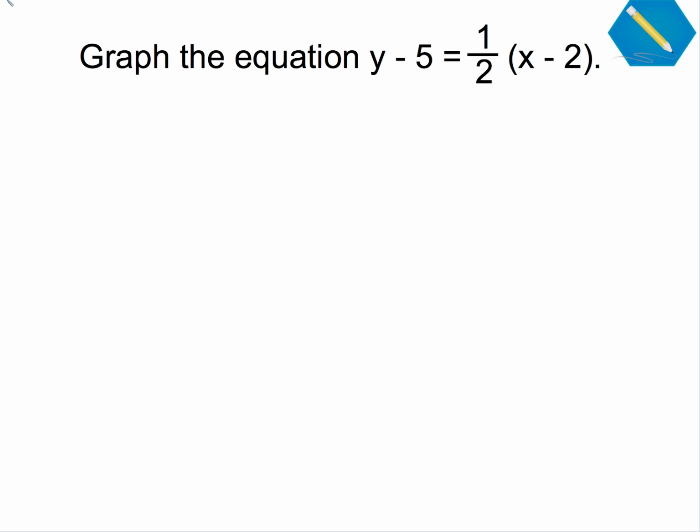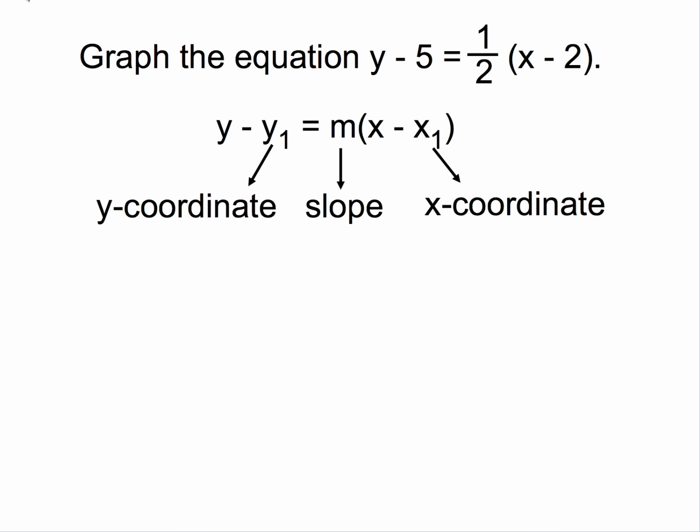Alright, so an example here, it says graph the equation y minus 5 equals 1/2 times the quantity of x minus 2. So all we need in order to graph an equation is two ordered pairs, but we don't have two ordered pairs here. Our other option would be to have an ordered pair and to have the slope, which we do have. So let's look at our equation, and we know that you don't have to rewrite this, but we know that the y1 is the y-coordinate, the m is the slope, and the x1 is the x-coordinate.